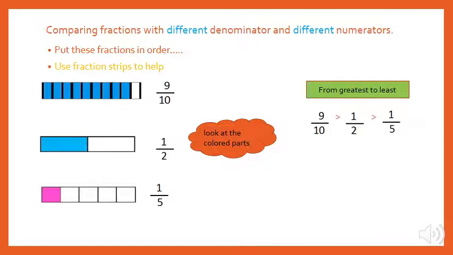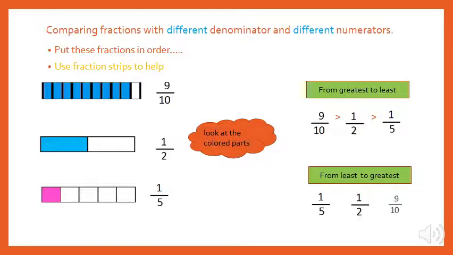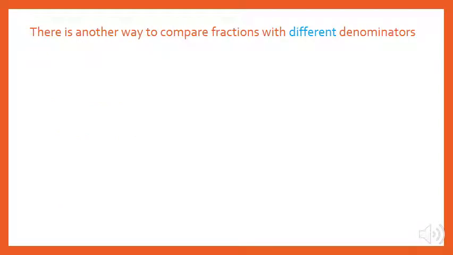Draw a strip for each fraction, then look at the colored parts so you can order from greatest to least, then from least to greatest. As you see here. So again, if the denominators and the numerators are different, this is the first way, that you draw the strips. And the other way, you cannot order them directly like the other situations before. Now, I will teach you a way to order them.